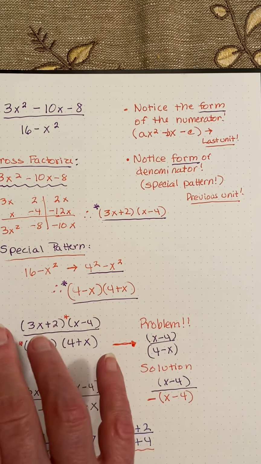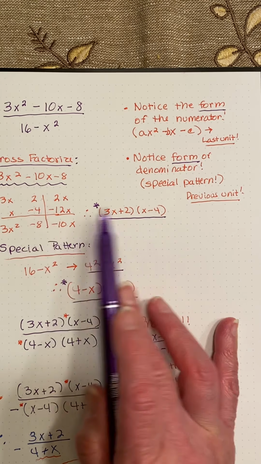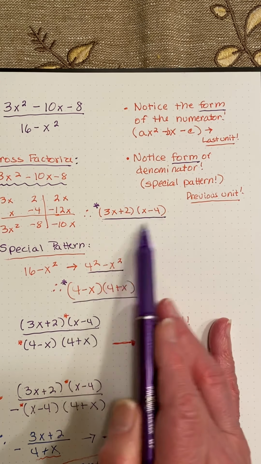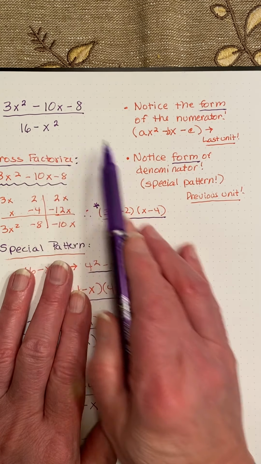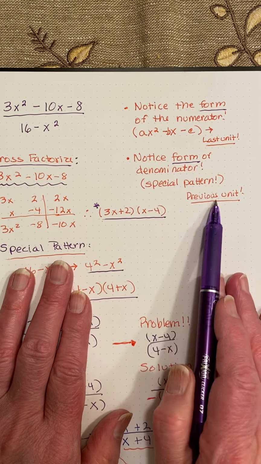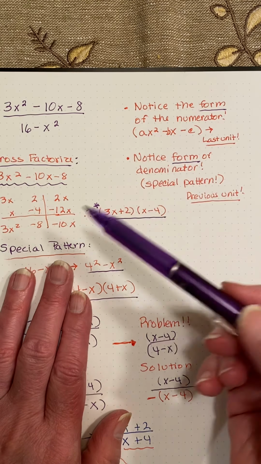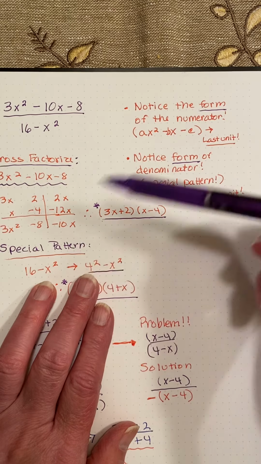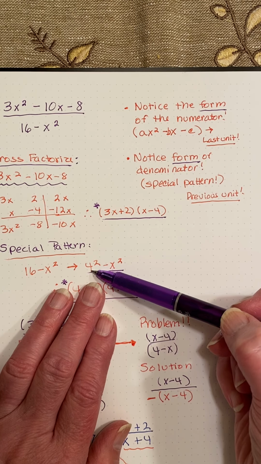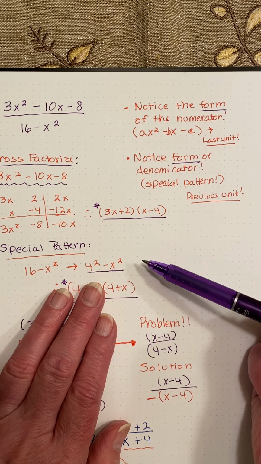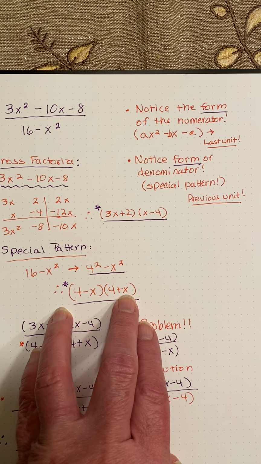So my factorization results in 3x plus 2 times x minus 4. So that's my numerator. Now I've got to look at the denominator. This will follow the special form. Remember those special forms that we did, the special rules? This is going to follow something squared minus something squared. So I'm going to use the square root of 16, which is 4, to get it into that form. So I have 4 squared minus x squared. In that form, I know I can zip down to 4 minus x times 4 plus x.